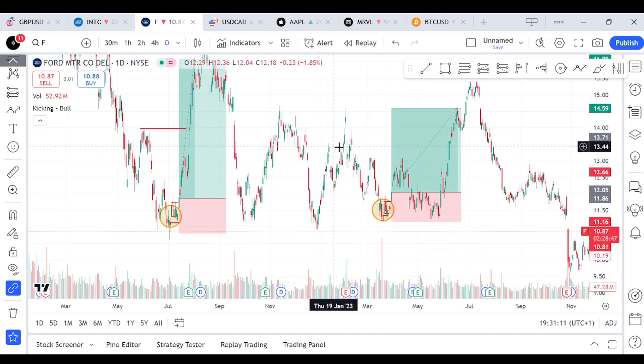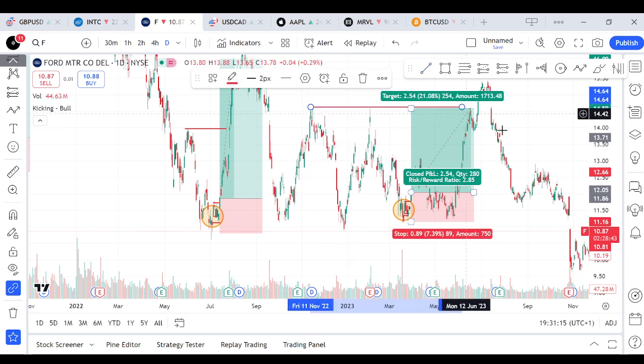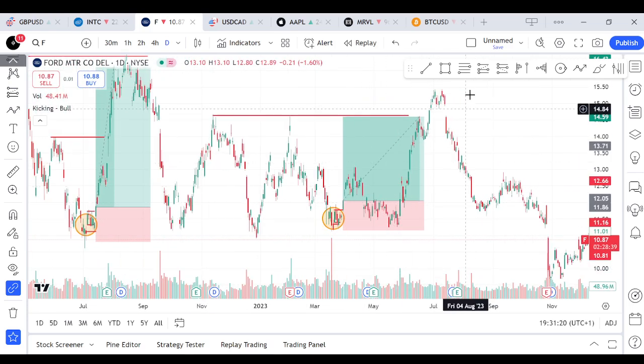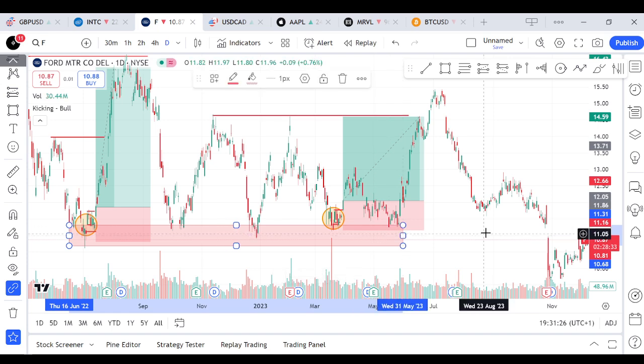So this is another one. You could set your take profit target at this resistance level. So that's how we're able to catch this trade. And also added confidence is that this is a major support level, so it's expected to hold.